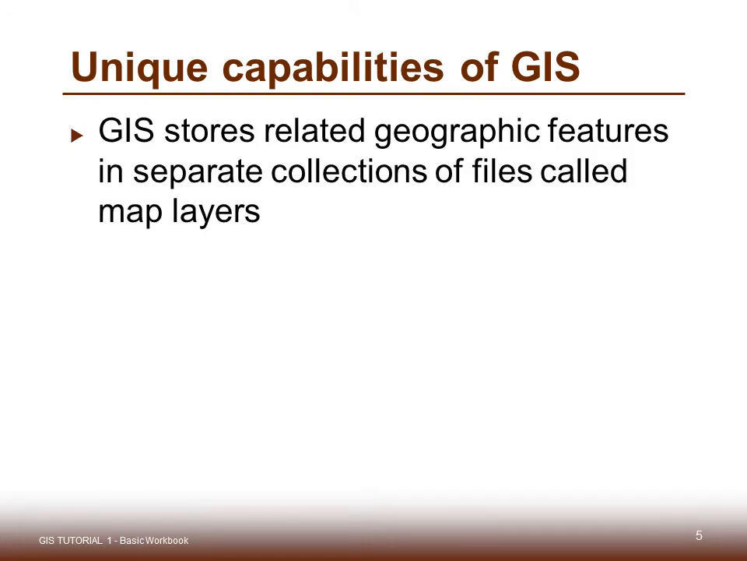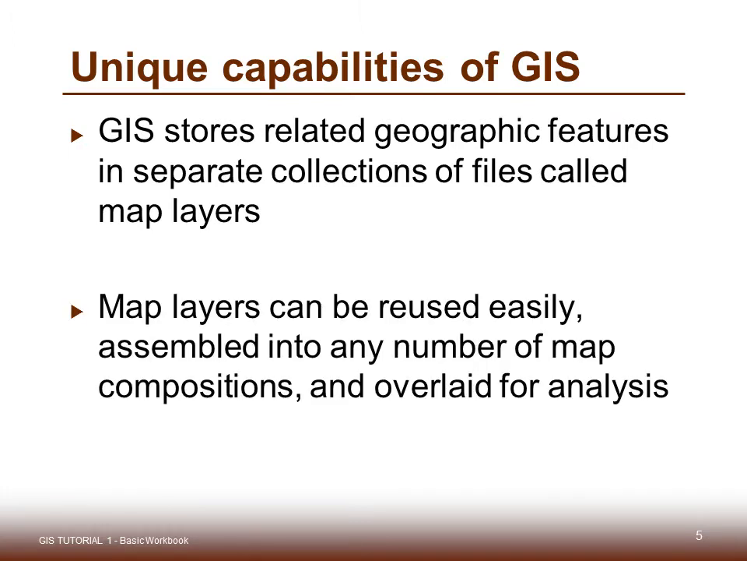GIS has some unique capabilities, and specifically where GIS has its strengths is in the ability to store related geographic features in separate collections of files called map layers, and then to be able to access and reuse those map layers, assemble them in a number of different map compositions, and overlay them for analysis.